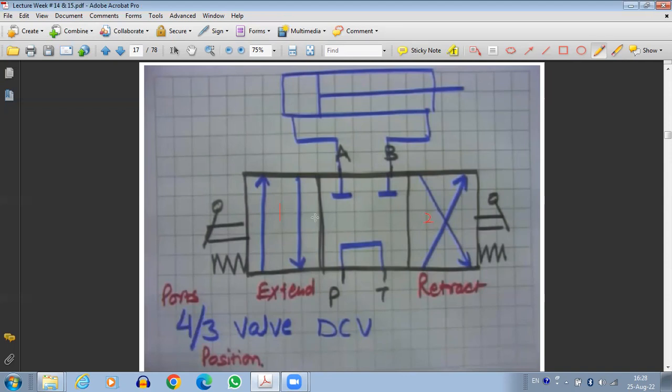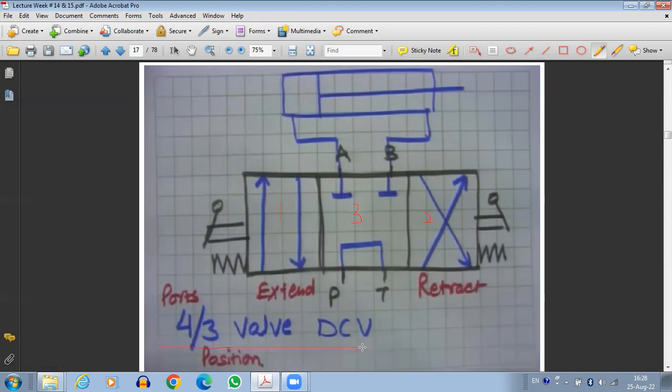Okay, so these are basically the 3 different positions of a spool, which can have 3 different effects on the fluid flow transmission. So this is basically a 3 position spool. And since we have 4 ports, one port is P, another port is T, the third port is A, and the fourth port is B. So we have 4 ports, 3 positions. So this is known as a 4 by 3 valve.